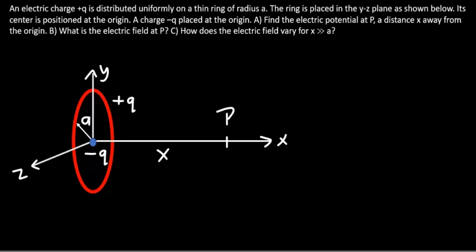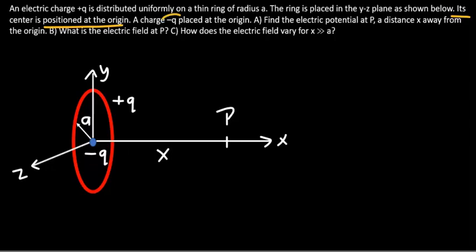Let's look at the following problem of calculating electric field from the electric potential. An electric charge with strength plus Q is distributed uniformly on a thin ring of radius A. So that is that red ring right there. The ring is placed in the YZ plane as shown. Its center is positioned at the origin.